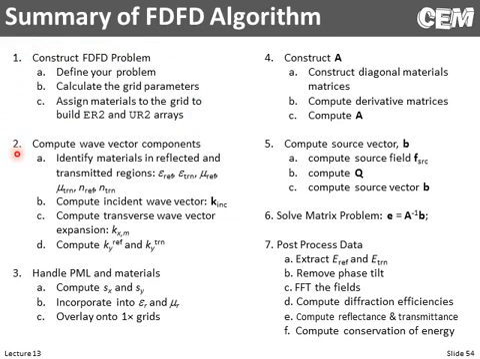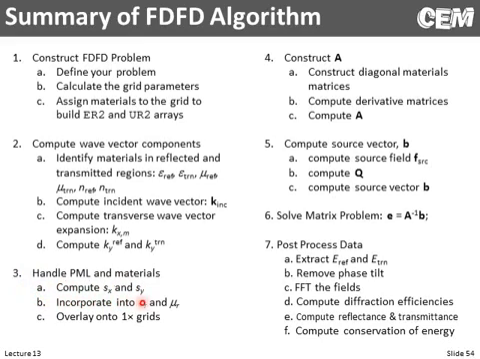Well, the next step, and probably the first step really in FDFD, is to compute the wave vector components. So we're going to extract the materials in the reflected and transmitted regions. We'll calculate the incident wave vector, given the desired angle of incidence. Then we'll calculate this expansion of the transverse wave vector. From that, we can calculate the expansions of the longitudinal components associated with each one of these transverse wave vectors. But we're going to have one for the reflection region and one for the transmission region because they could potentially be in different materials.